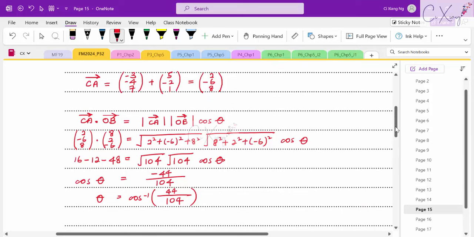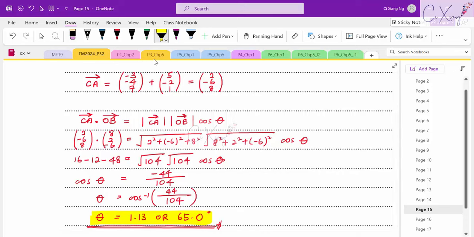Please press the calculator and see what angle you get. You should be having 1.13 in the radian form, or if you want it in degrees, it should be 65 degrees. So this is basically how we get the acute angle between the diagonals. This is how we solve question number 9.